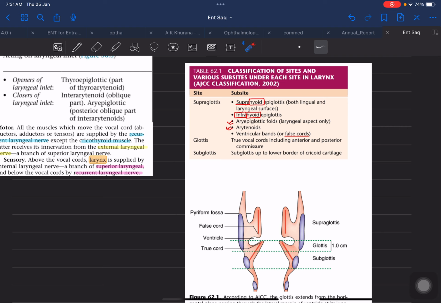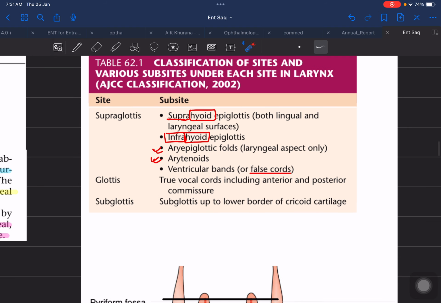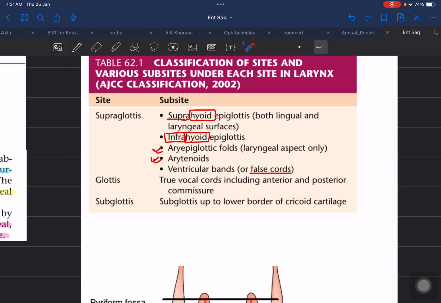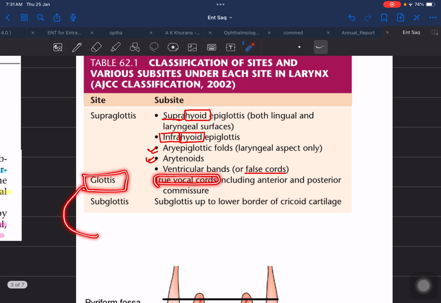Okay, talking about the prognostic factor, the glottic carcinoma, right? The cancer within this glottic region is better than of other sites. Now why is it so? Because if there is glottic carcinoma, since true vocal cord is present right here, hoarseness of voice will be the earliest manifestation. The patient will present with hoarseness of voice.